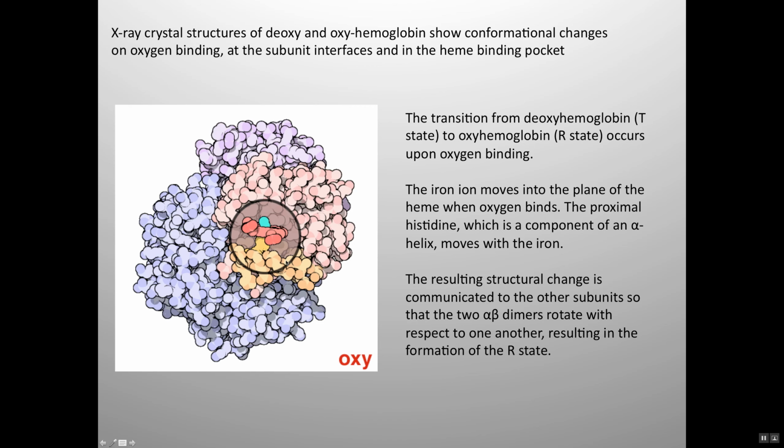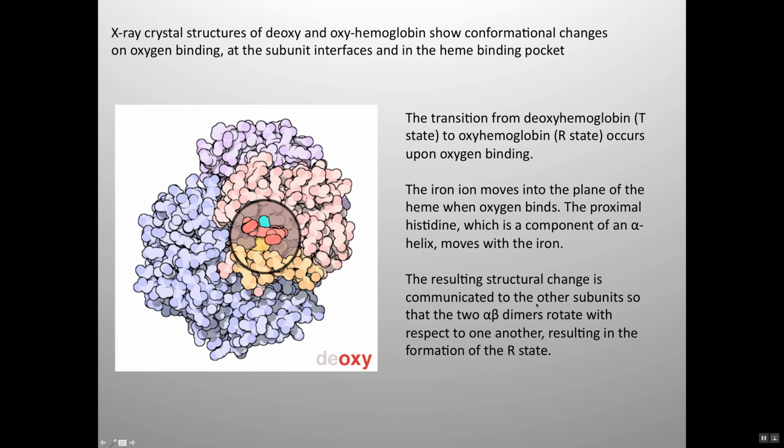So oxygen binding induces a conformational change, which transforms this subunit from the T to the R state, from the tense to the relaxed state, and this conformational change is also communicated to the other subunits, the other 3 chains in the hemoglobin tetramer.